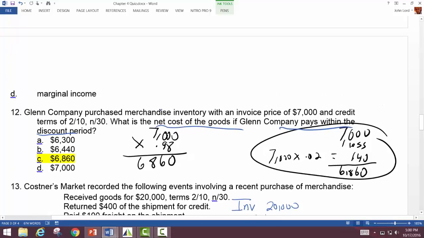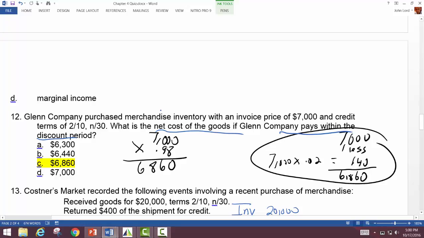But my point here is this. Let's just do the process again. We've done it a couple times. Debit inventory for what, $7,000 when we first buy that stuff? Yeah. Credit accounts payable for what? $7,000.